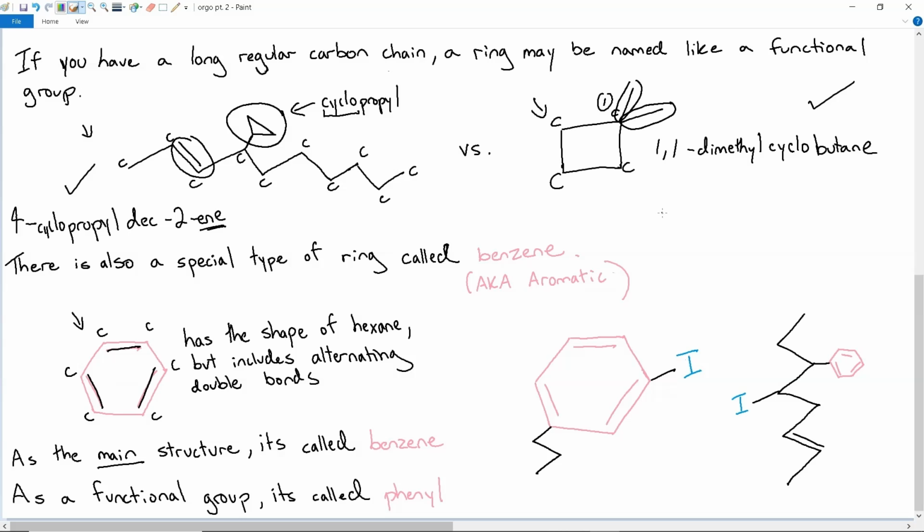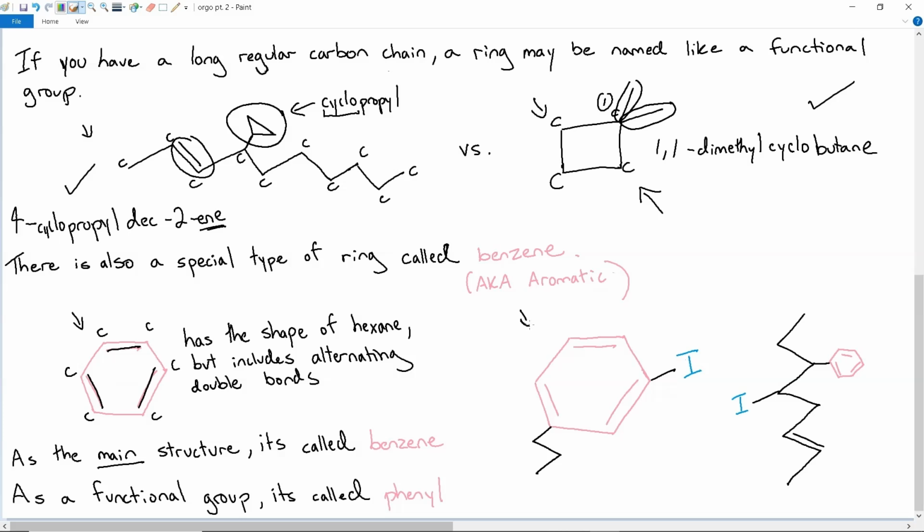So just like in this scenario up here, where we had the ring structure as our main chain, that's when we're going to call it benzene. However, if we have a scenario where our benzene is acting as a branch, because we have a larger carbon chain that it's attached to, we would call it a phenyl group. And so let's go through 2 examples that are going to highlight this difference.